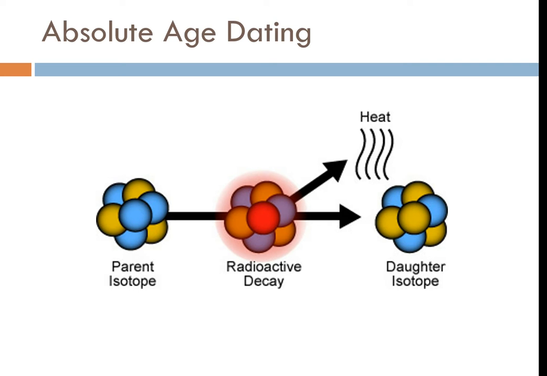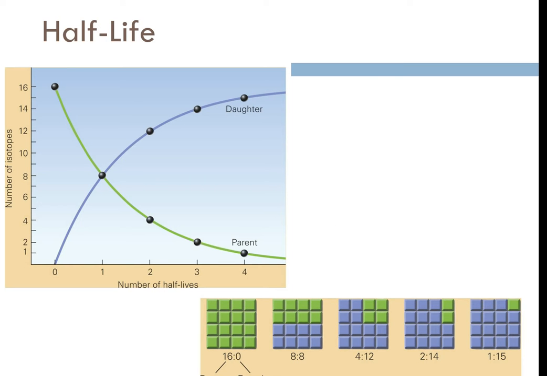Now, the cool thing about this is that it happens at a fairly regular rate. We know how long it takes for a parent isotope to decay to a daughter isotope, at least kind of on average. And this is called the half-life. So the half-life is the time it takes for half of the radioisotopic isotope to decay. So this is how long it takes to get half of the parents left.